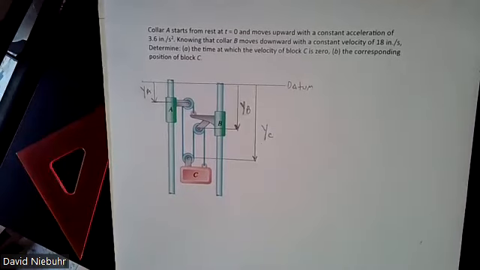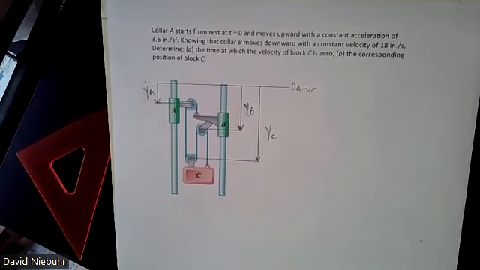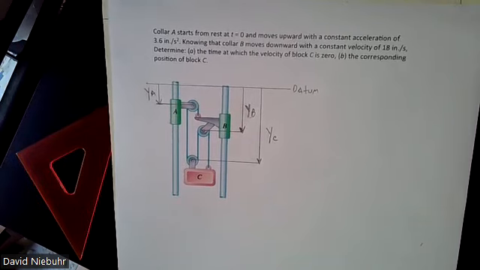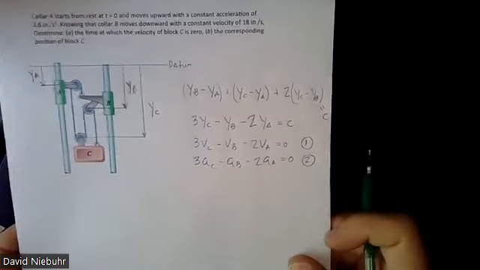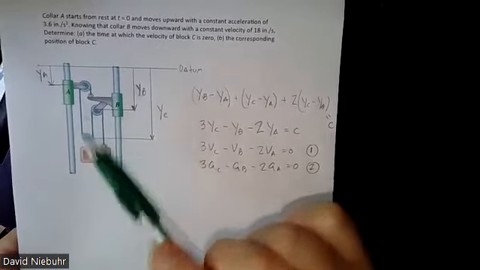So hopefully you got that. I picked the datum to be the center of the pulley, so I have A, B, and C. So now write the equations. Okay, so here are the equations. Hopefully these are what you got. Now we look at everything over here.